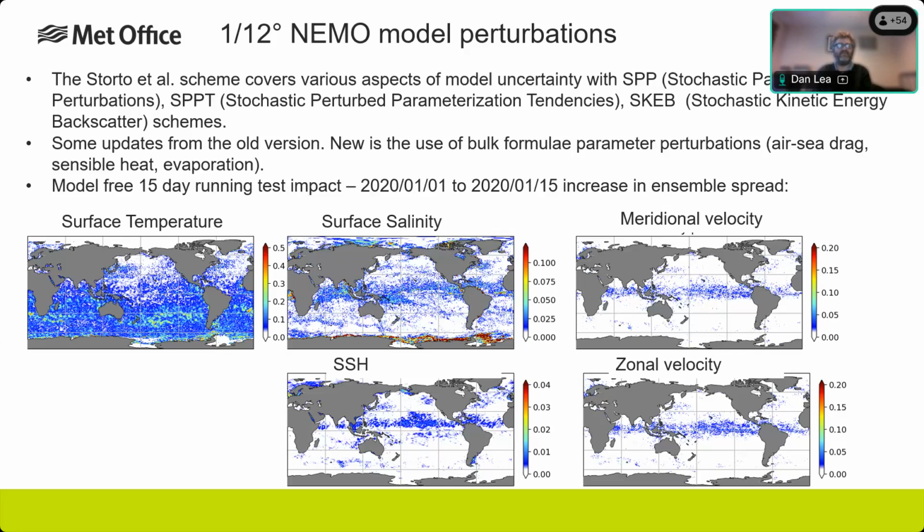perturbations, particularly for SST. These plots show a few examples for different variables of the impact on a free running ensemble of making those perturbations. This was in Northern Hemisphere winter, and you can see in the Southern Hemisphere there's a really strong SST spread that's been added, and quite a lot going on in the tropics and in the other variables.